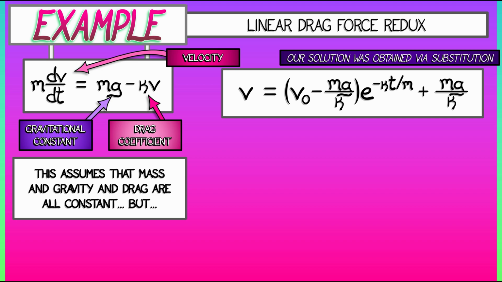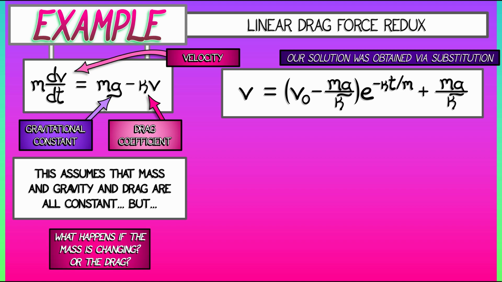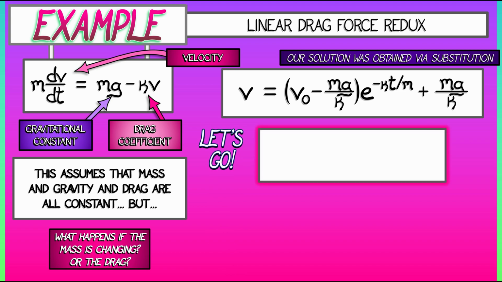The mass, the gravity, the drag coefficient, all constants. But what happens if these things are changing? Let's say the mass is changing as a function of time, or the drag coefficient. Well, let's do it. Let's write down the most general possible affine equation.